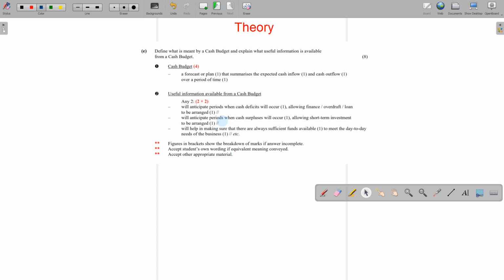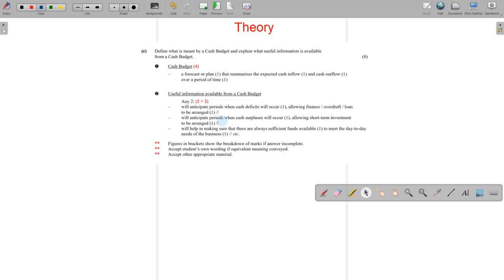The useful information available from a cash budget is it will anticipate periods when cash deficits will occur, allowing finance, overdraft, or loans to be arranged. So you'd be able to see, well, we expect a cash deficit, let's say in July, because maybe we have a seasonal product, we're going to sell loads over Christmas, but then it will dip over the summer. So we need to then see how we will fund the rest of our payments to get us through that tough period. It will anticipate periods when cash surpluses will occur, allowing short-term investments to be arranged. So vice versa, two completely opposite answers, but they both get you 2 marks.